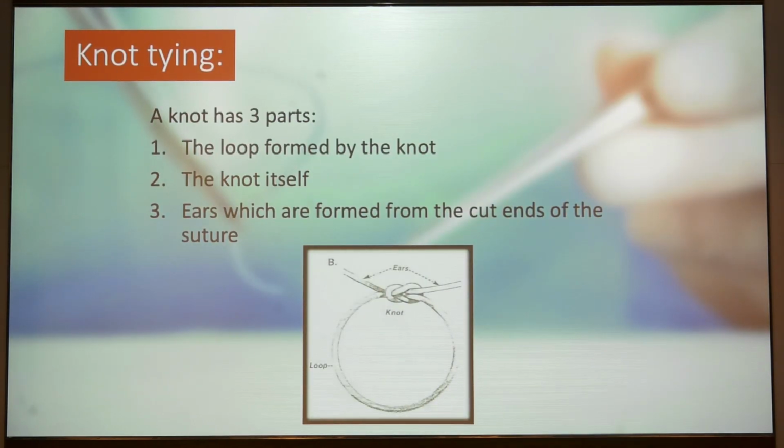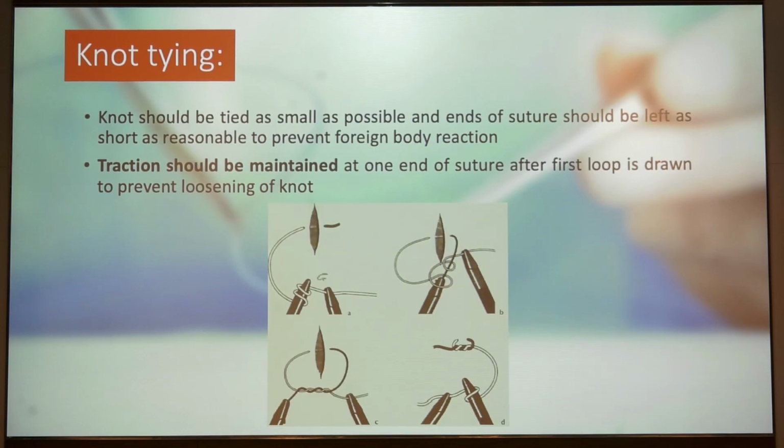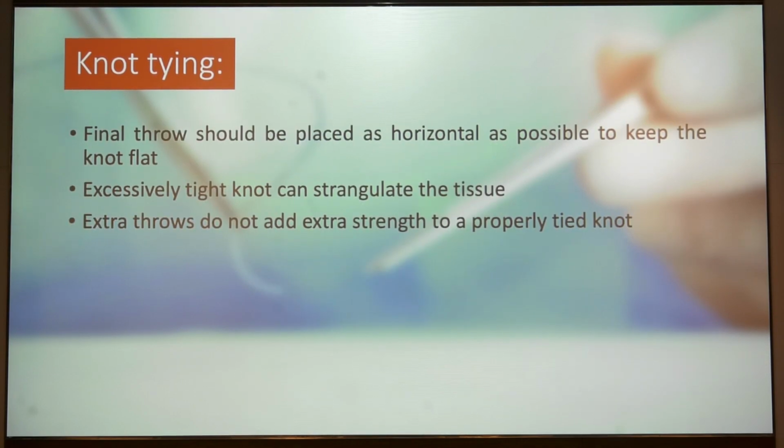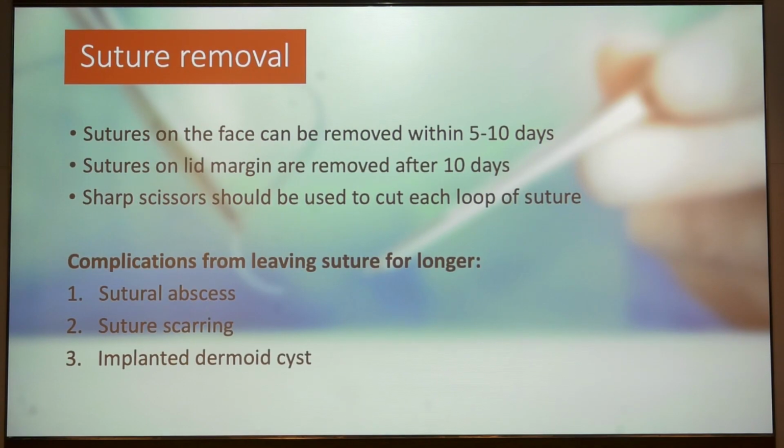And knot tying is another art. So the knot has three parts: the loop, the knot, and the ears of the knot, which is cut. And the traction should be maintained at one end of the suture, not only to prevent loosening but also to not waste the suture. So you can push down one end so that the other end remains small. And extra throws do not actually add strength to a properly tied knot. However, extra throws are required in sutures like monofilament proline, where if you don't put extra knots, it can slip.